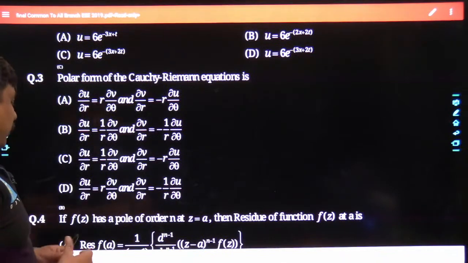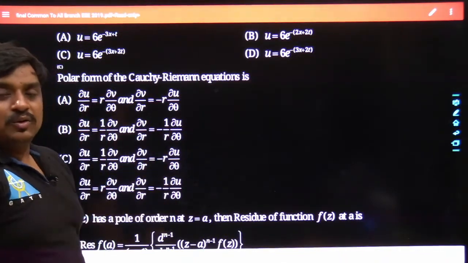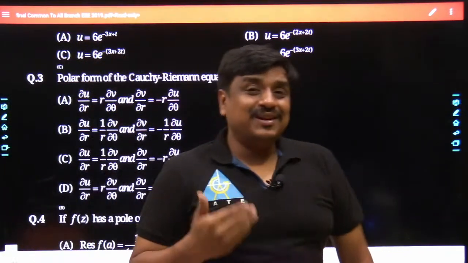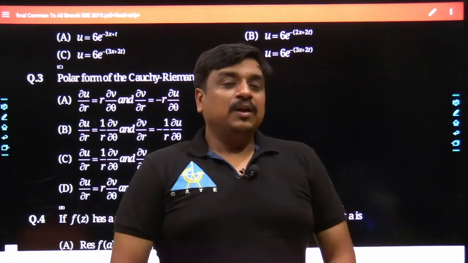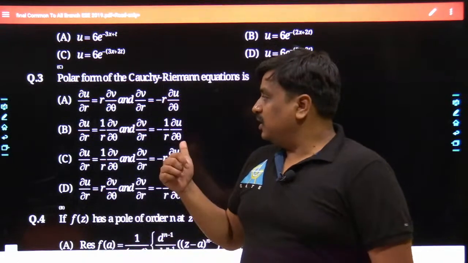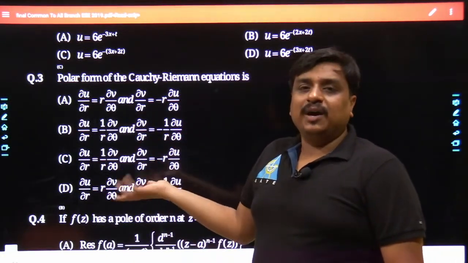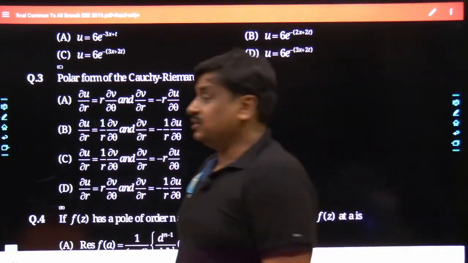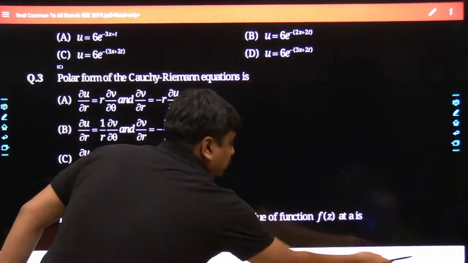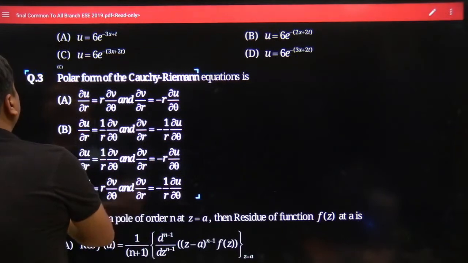Anyways, the students who have gone through the formula of the Cauchy-Riemann equation for the polar form would only be able to crack this sort of problem. Many times straightforward formula-based problems do come from engineering mathematics. So once you are aware of the formula, you get the marks, otherwise you won't get any marks from this particular problem. So what I will do over here is copy this into the working board, and we'll try to get its best answer.